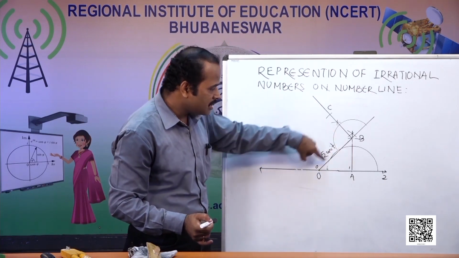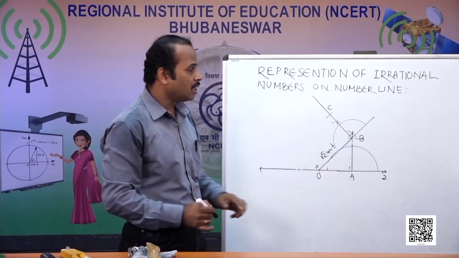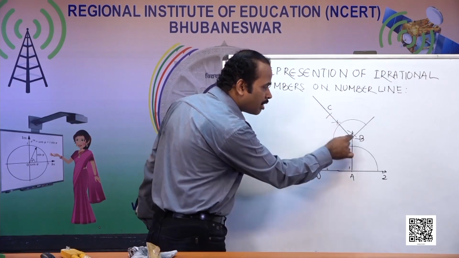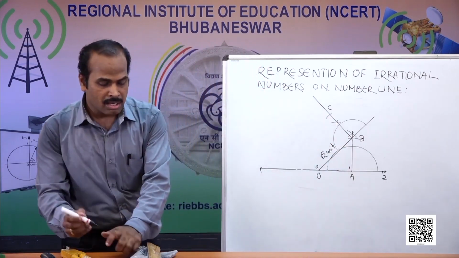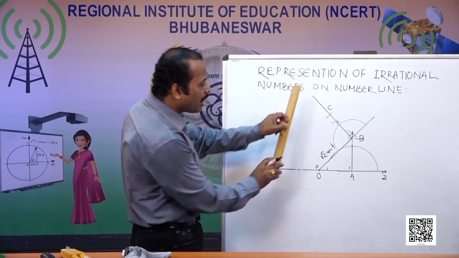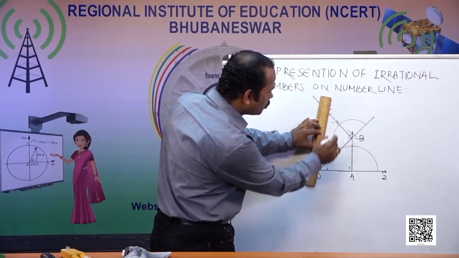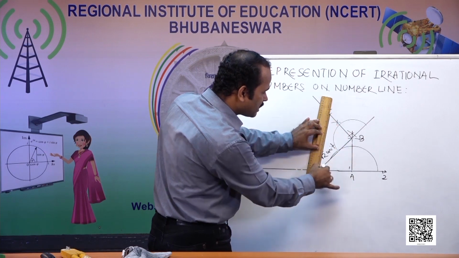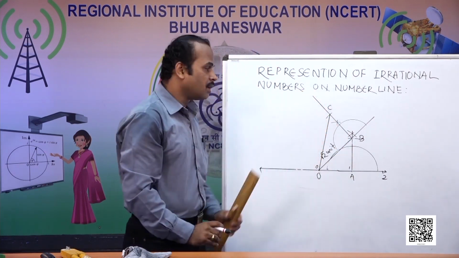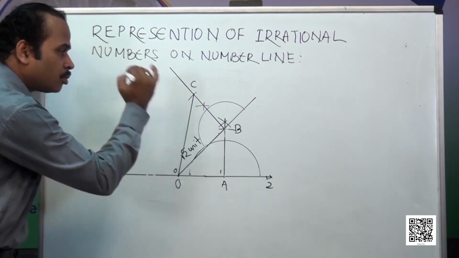Now this OB distance is √2 unit. Now this is √2 unit, this is 1 unit. If I join this O to C, what will I find? This length of OC represents now √3 unit. So in this process I got this is √3.